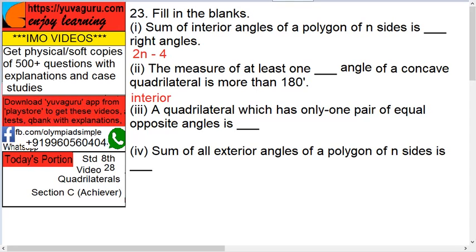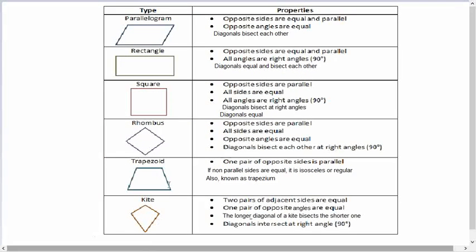Opposite angles is... now you tell me which one is it. Only one pair is equal. Many books give it as trapezium or trapezoid, but that is wrong. It should be only one pair, because in a trapezium the opposite angles are not congruent.